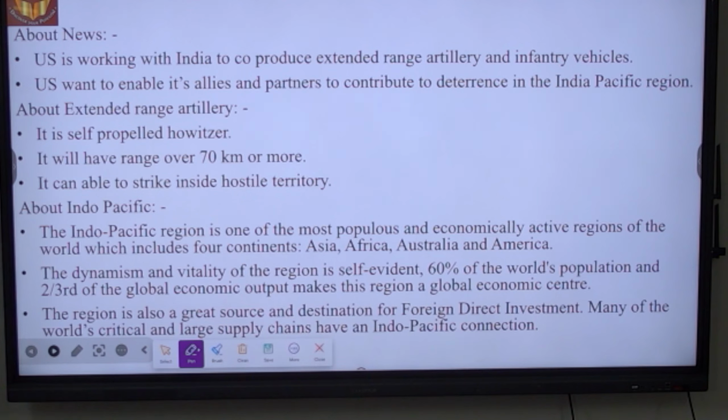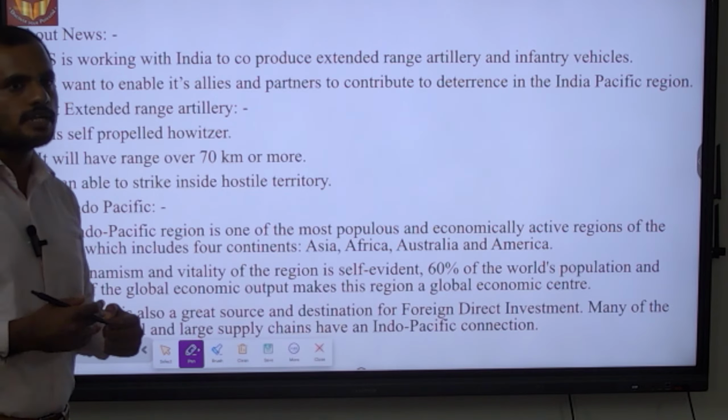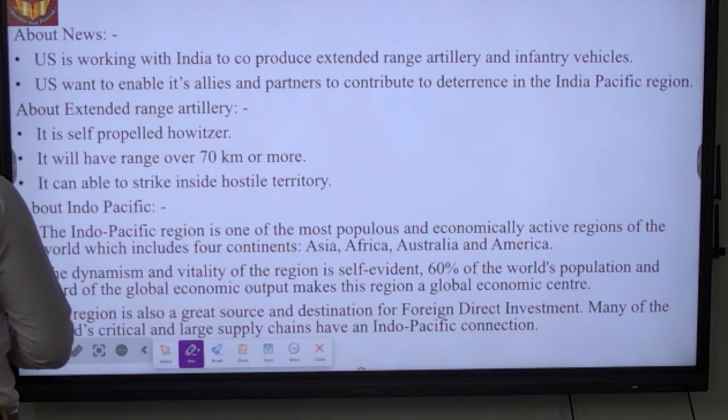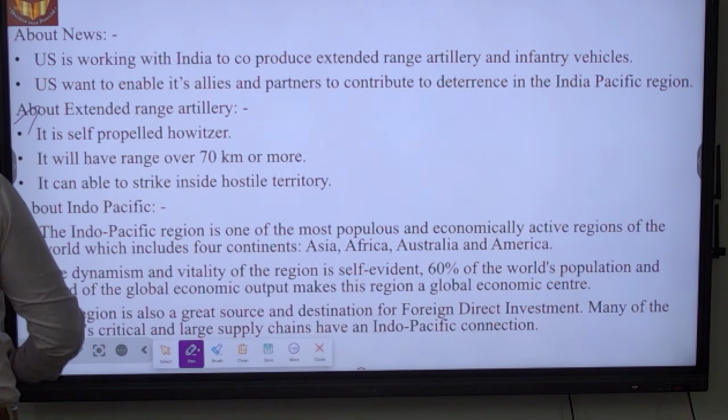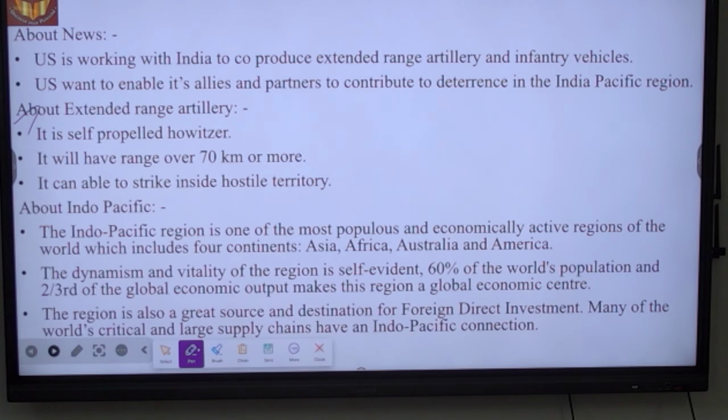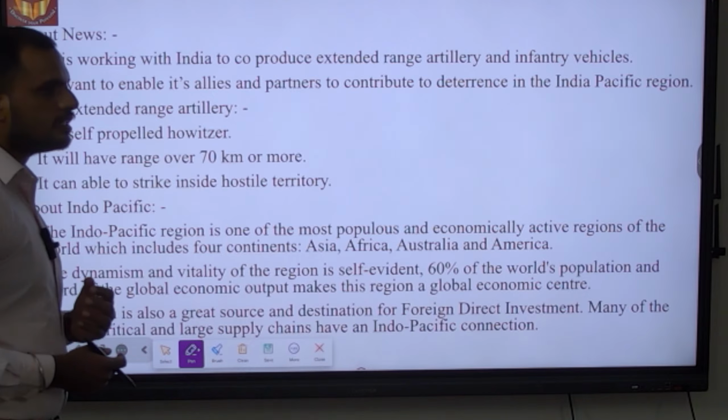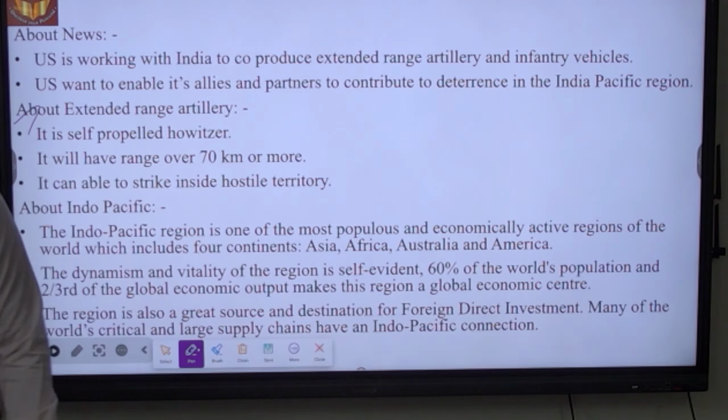So in order to strengthen India's military might, the US is going to work with India to produce long range artillery as well as infantry vehicles. So this is what the news is about. So what is this extended range artillery? It is the self-propelled howitzer. It will have a range of over 70 kilometers or more, and it has the potential to strike inside hostile territory.